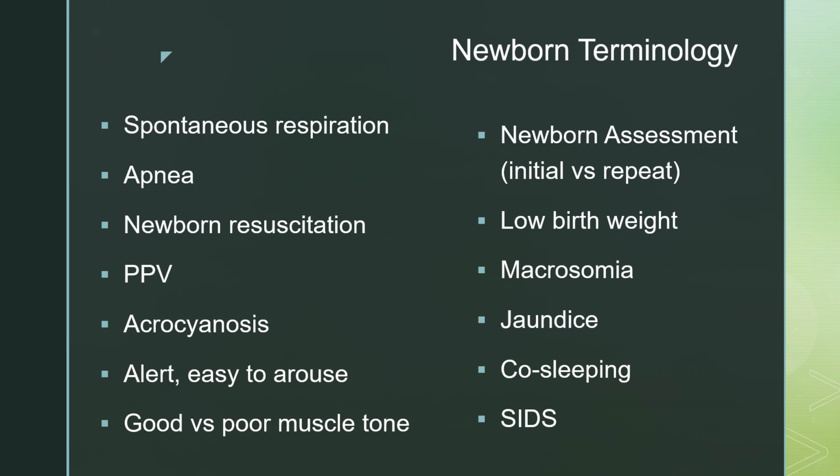Good versus poor muscle tone. That's a really good indicator of good oxygen, that the baby's transitioning well. Good muscle tone is strong, there's some resistance, versus poor, where the babies are floppier and weaker. You just wonder about what's going on.